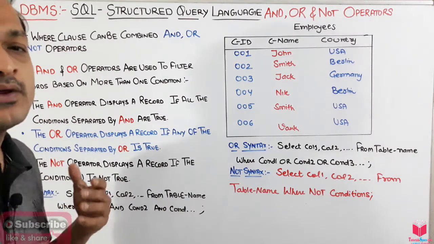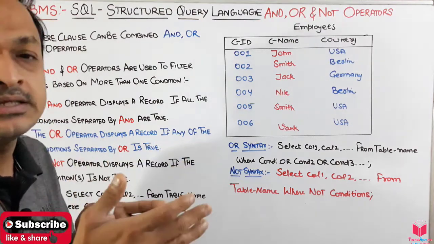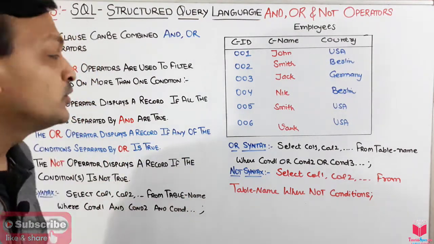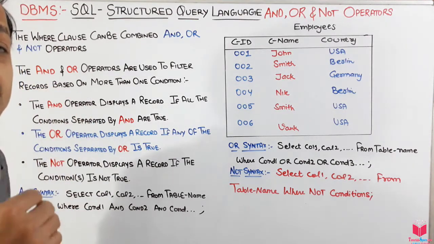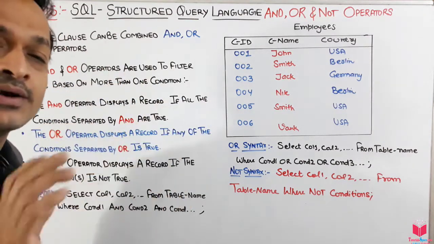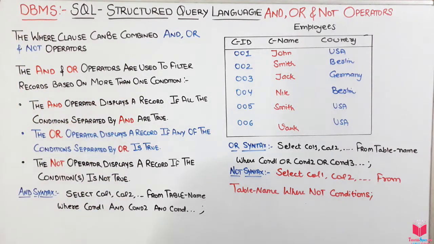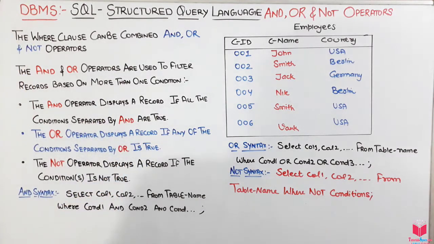If we have a query in which we have to check this and this, or this or this, then we use these operators. Conditions may be 2, 3, 4, 5, whatever, but it has to be more than one. The AND operator displays a record if all the conditions separated by AND are true.